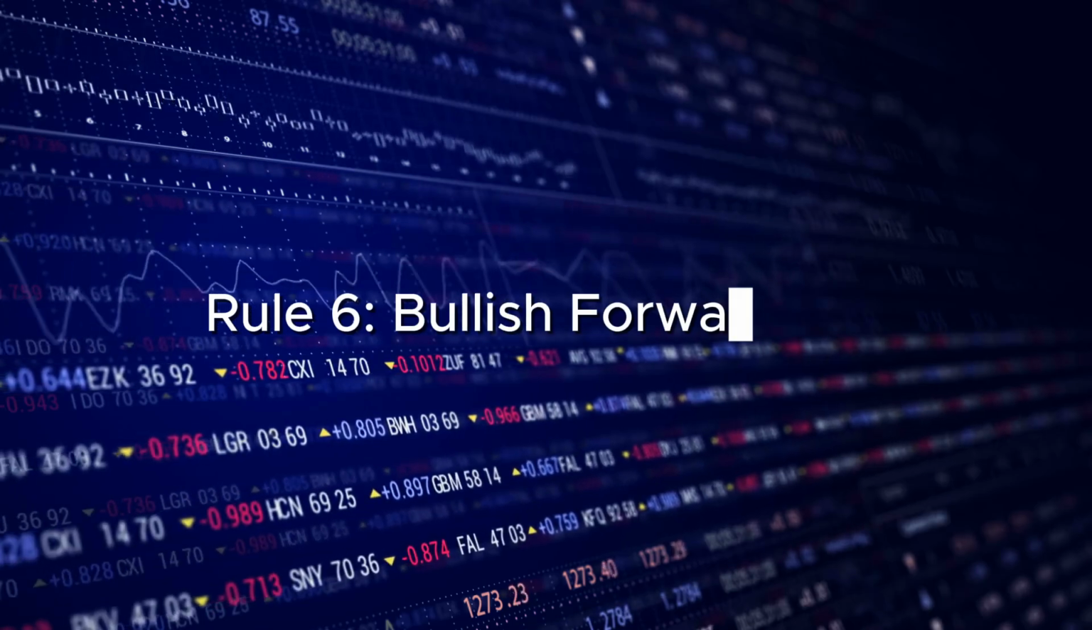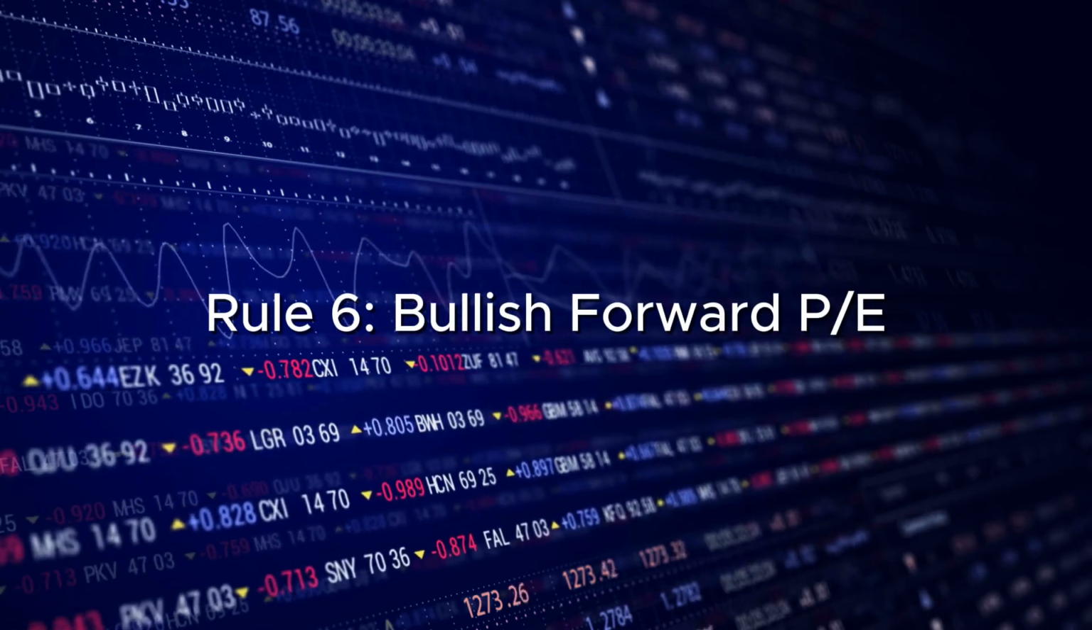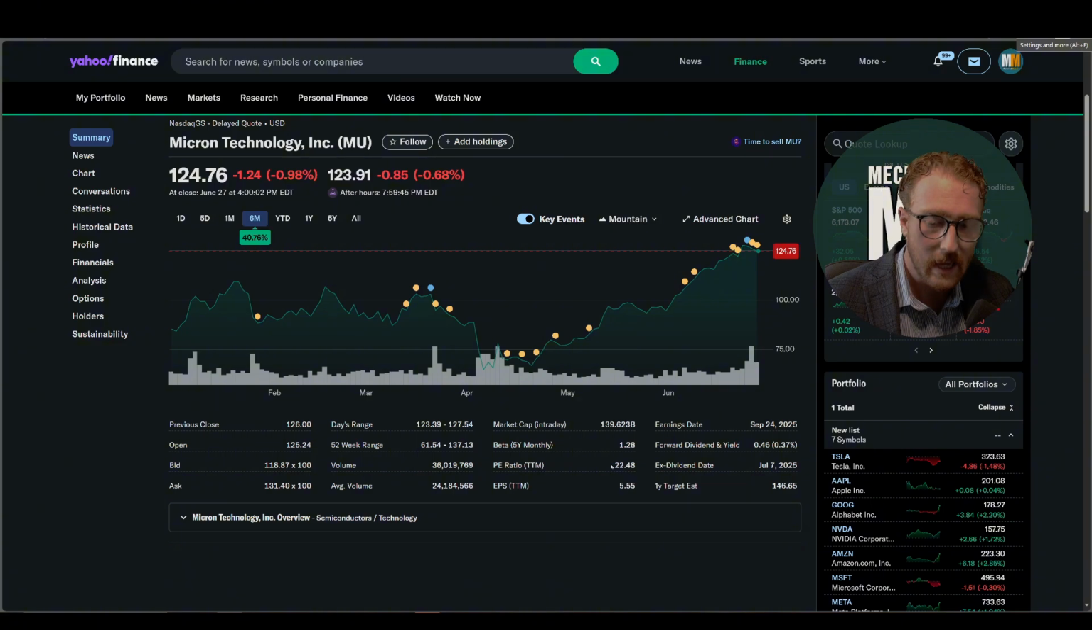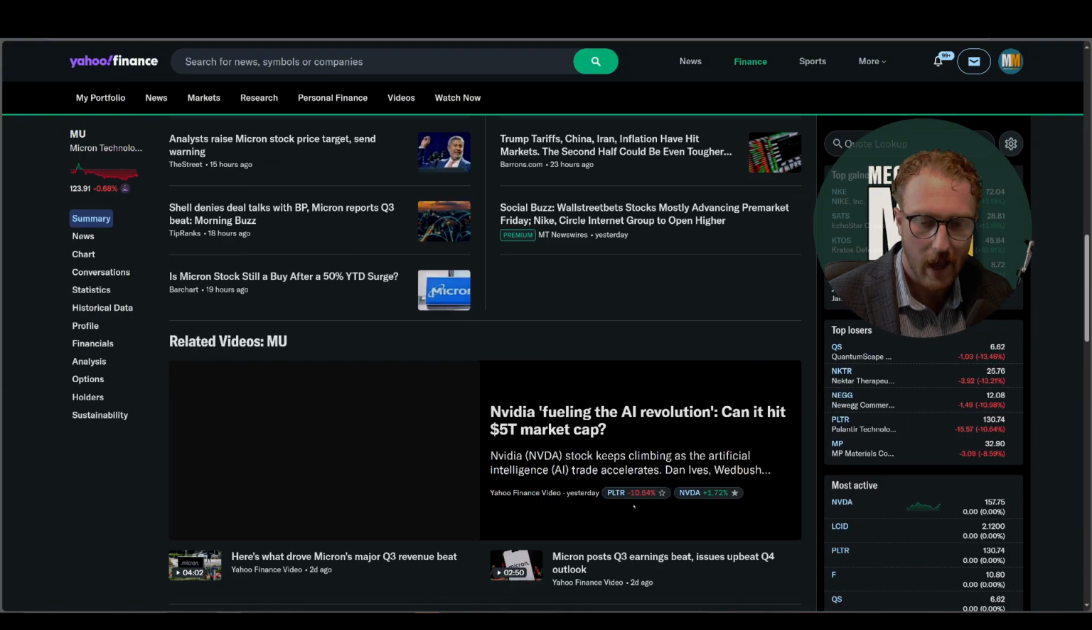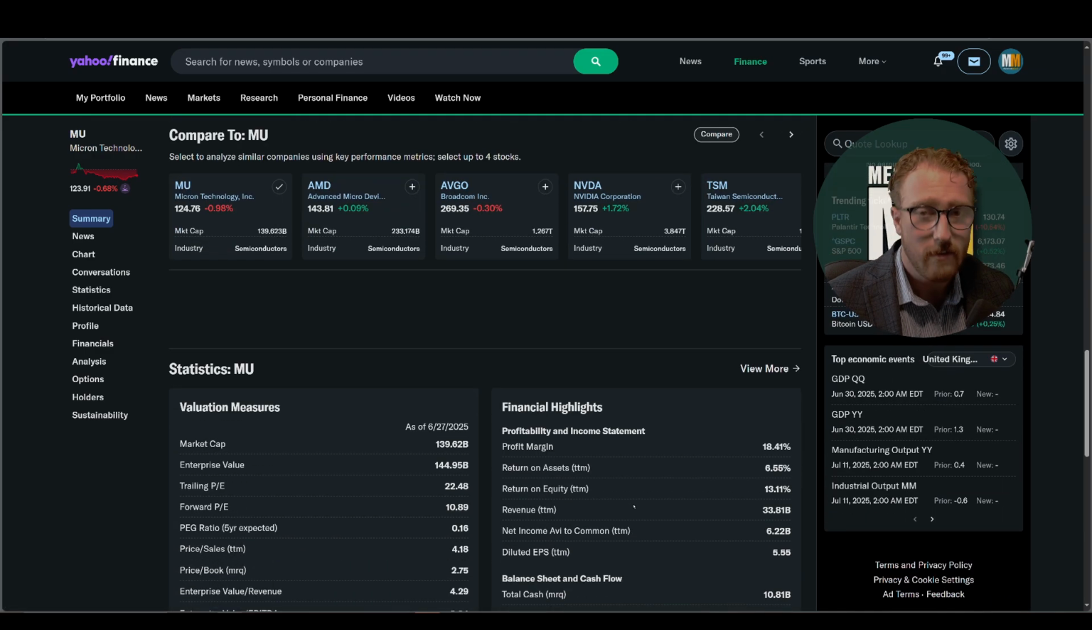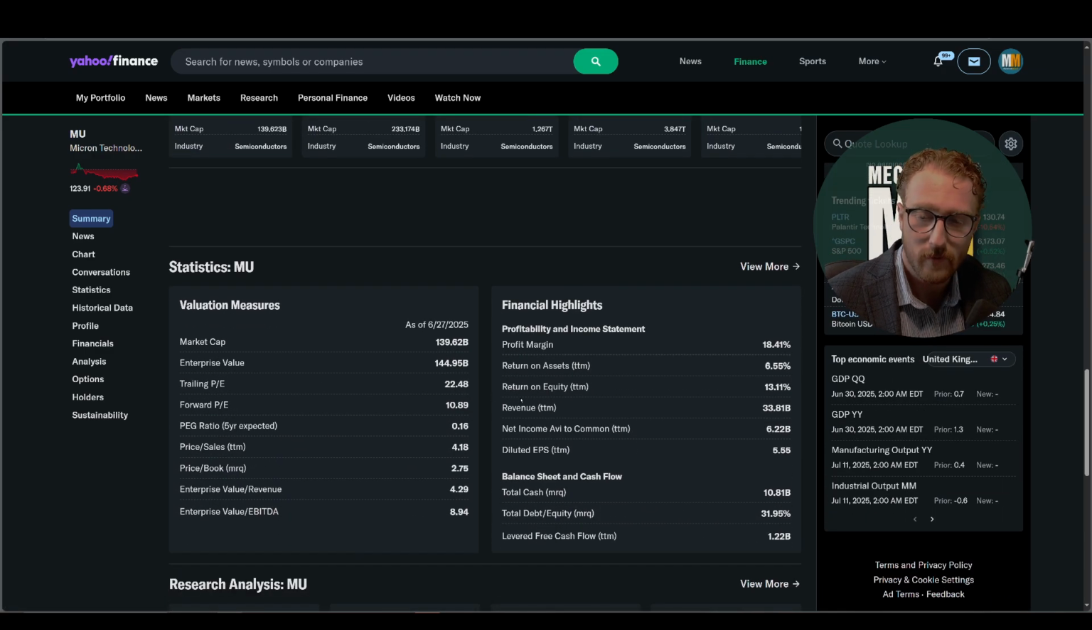So the final rule which I typically look for is a forward PE. Currently Micron has a forward PE of 22.48, which indicates that this stock is actually relatively cheap compared to its peers. And if we go down here on Yahoo Finance to the statistics tab, we can see that the forward PE for Micron is 10.89.